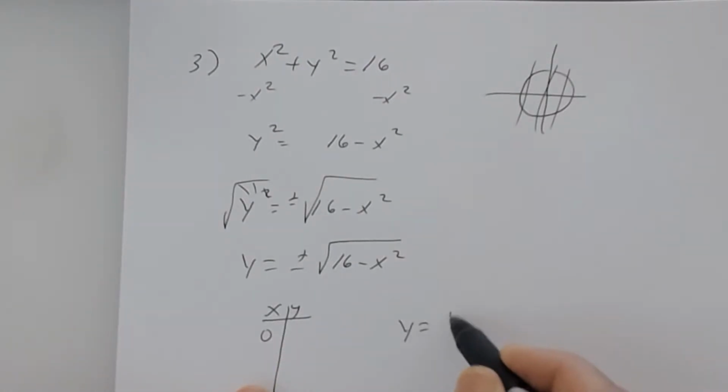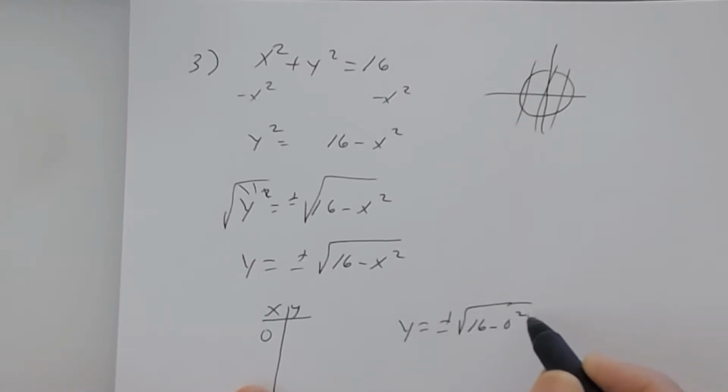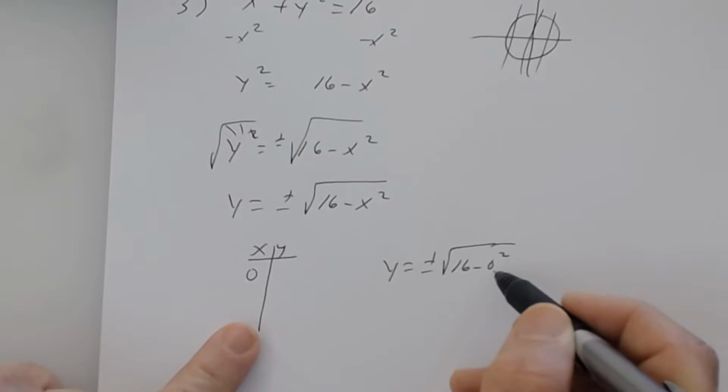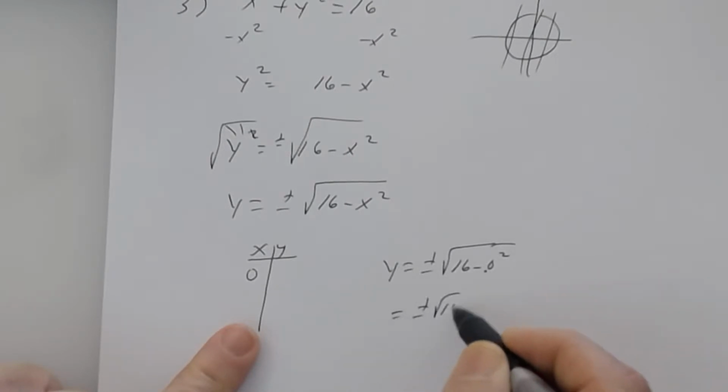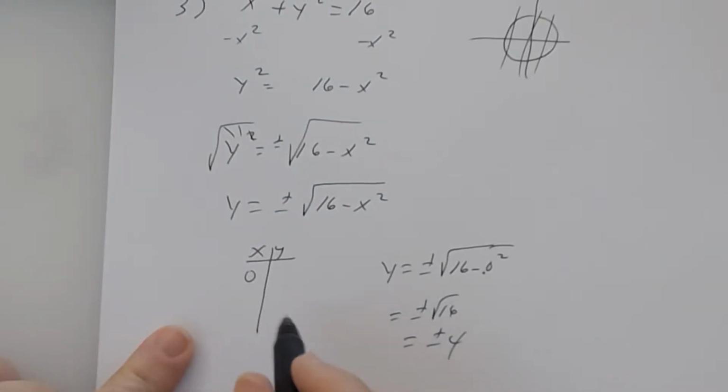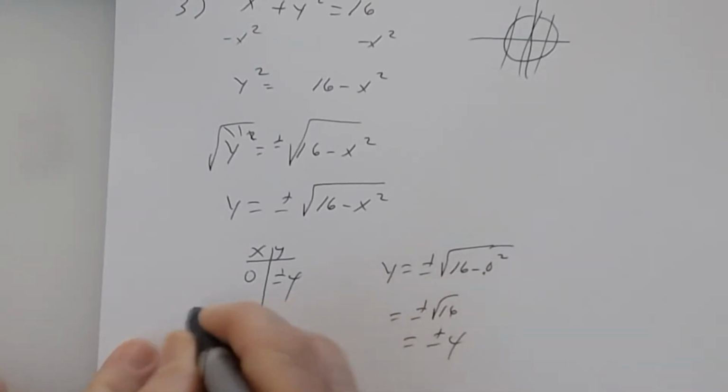I get y equals plus or minus the square root of 16 minus 0 squared, right? What's 0 squared? What's 16 minus 0? 16. What's plus or minus the square root of 16? Plus or minus 4. So that means that when x is 0, there are how many y values? 2.